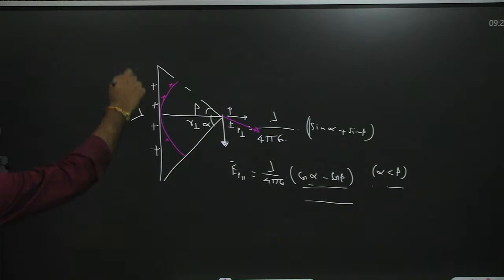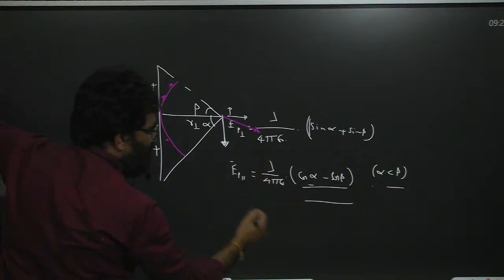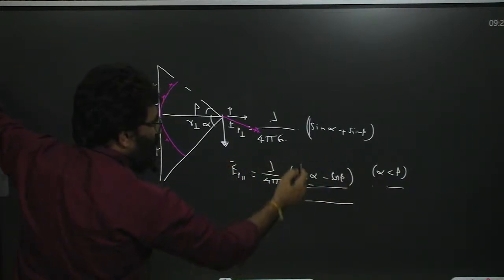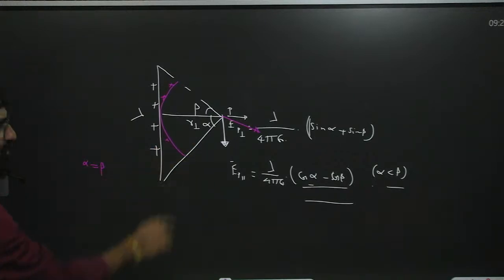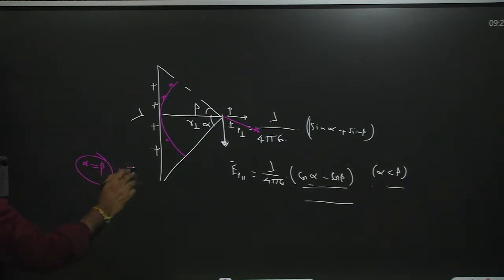Whenever it is a straight infinite conductor, alpha is equal to beta, and this parallel component will be 0; only this component exists. So how much? Lambda by 2 pi epsilon naught sin alpha. You remember that one, okay? So alpha is equal to beta is equal to pi by 2. What do you say about this? Infinite wire: alpha is equal to beta is equal to pi by 2, an infinite charged wire.